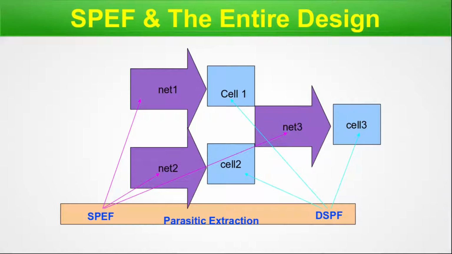The delay and timing data for these cells are captured in the timing library file, that is the .lib file. We have covered this file in detail in one of the previous episodes of this series. I'll provide the link in the description.